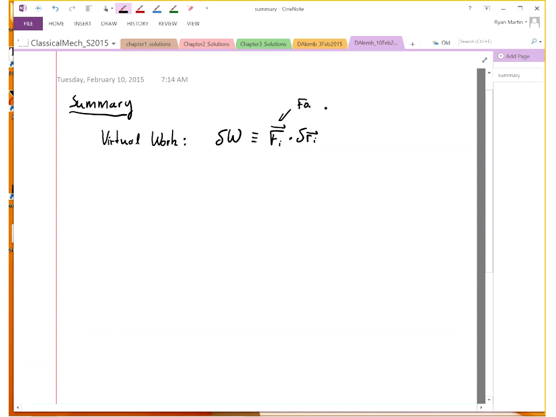So Fi is a force, and delta Ri is a reversible virtual displacement in harmony with the constraints. We'll call it the kinematic constraints.